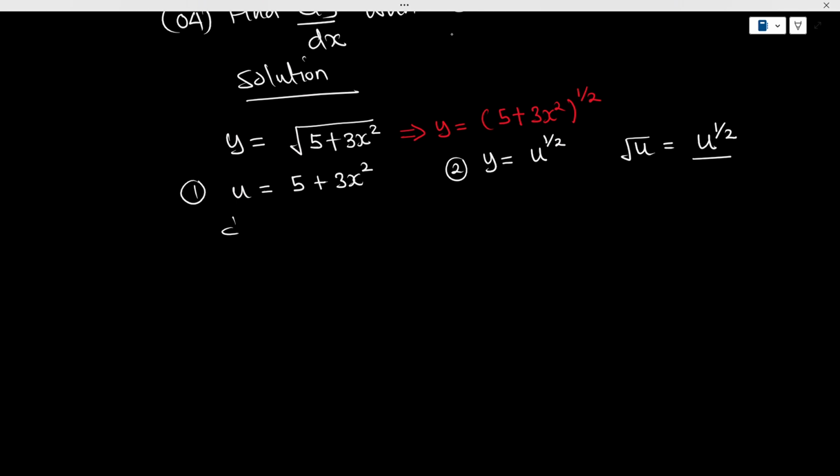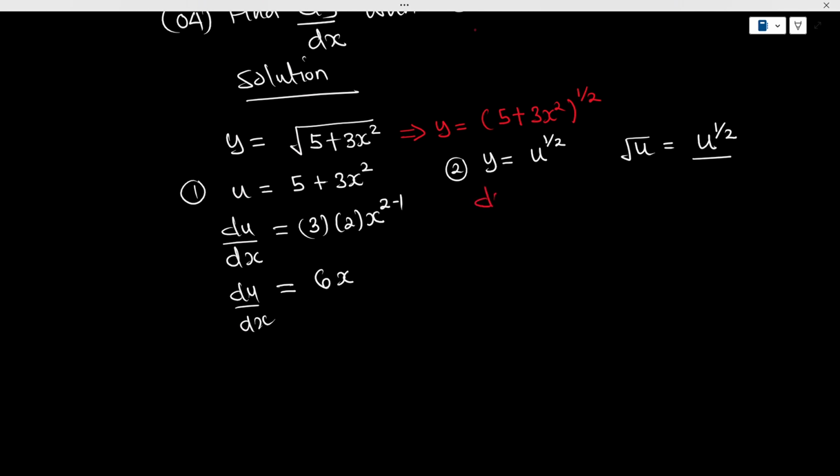Now we are going to find the derivative of u with respect to x. The first number is 5, so the derivative of any constant number is 0. The second term is 3x squared, so we do 3 times 2 times x power 2 minus 1. 3 times 2 is 6, x. 2 minus 1 is 1.